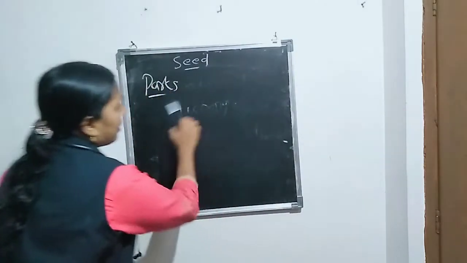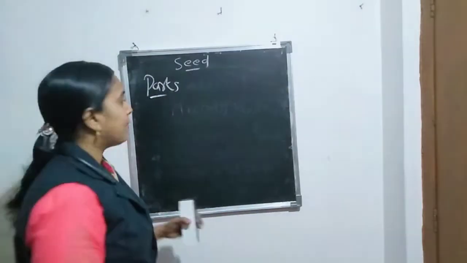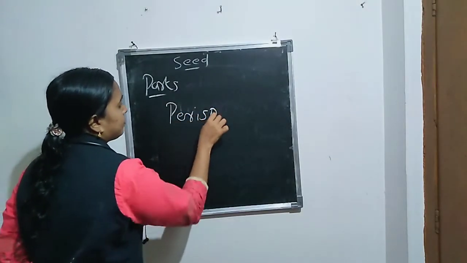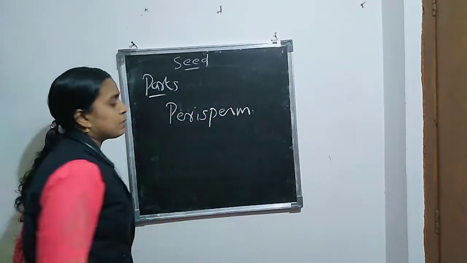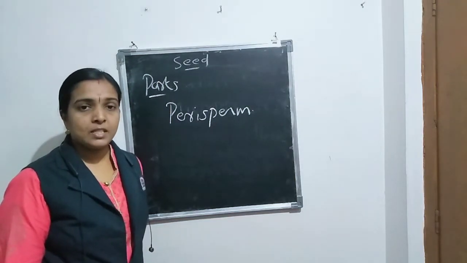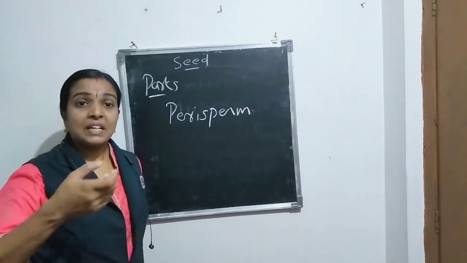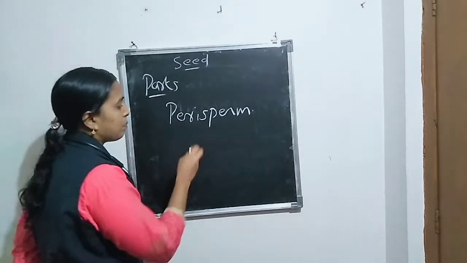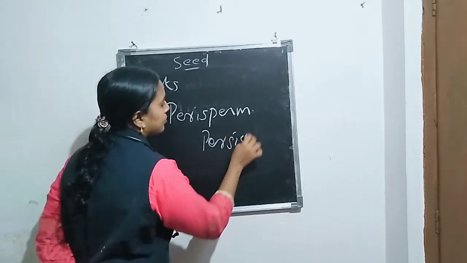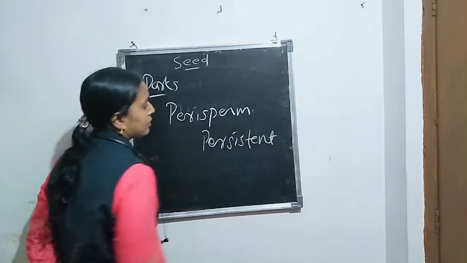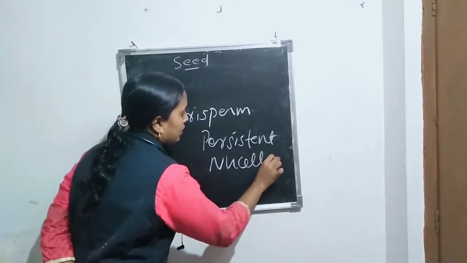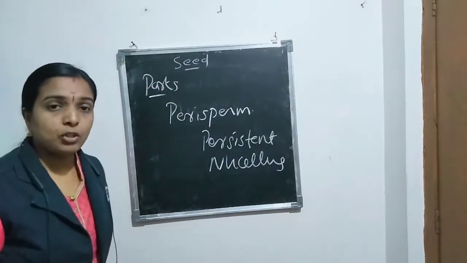Then some seeds have a part called perisperm. In some seeds, there is a part known as perisperm. Actually, perisperm is the persistent nucellus. Perisperm is also known as persistent nucellus.